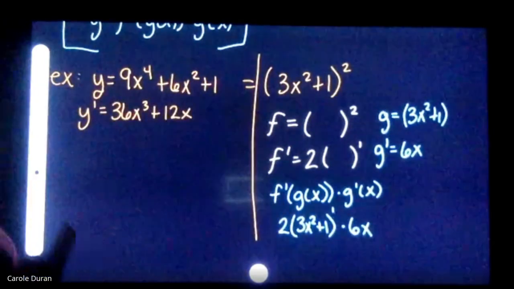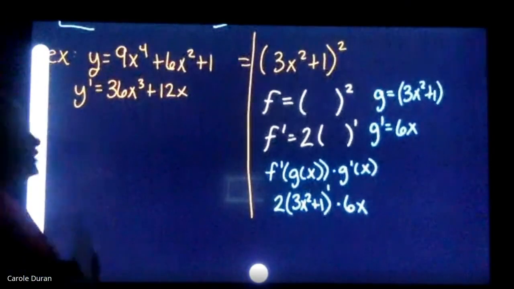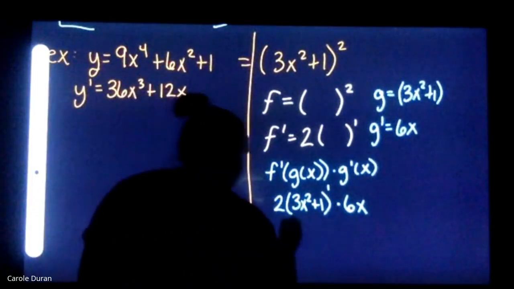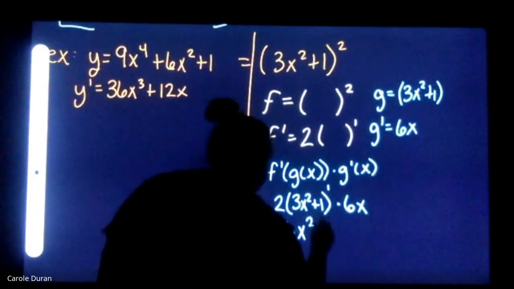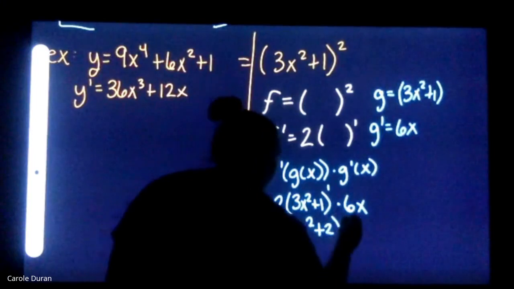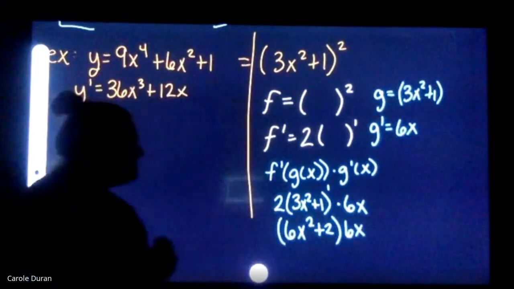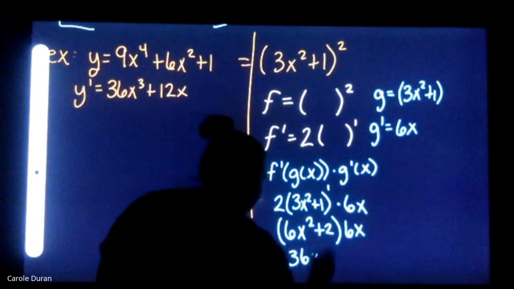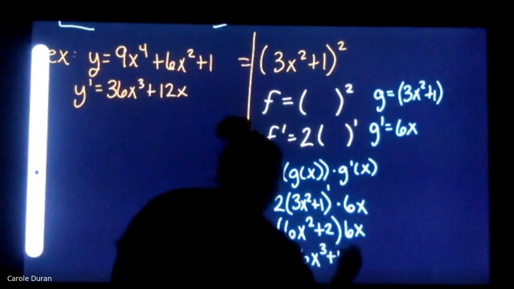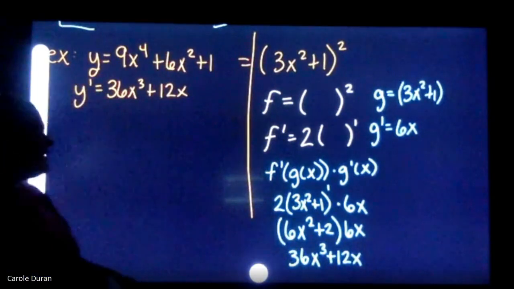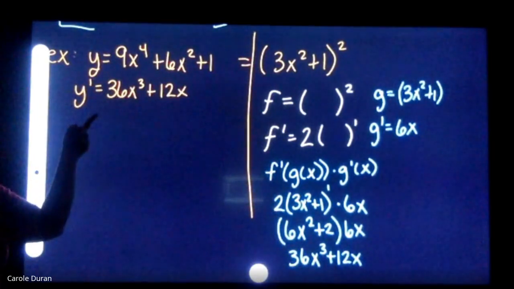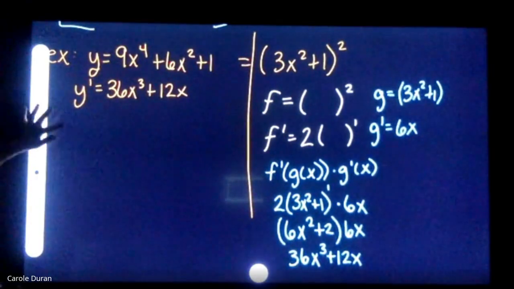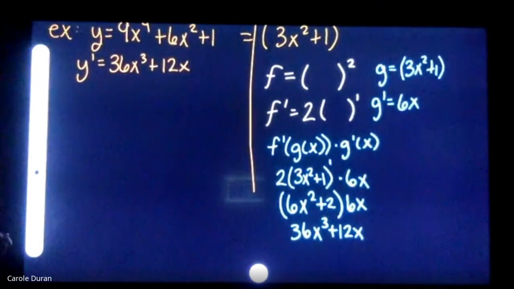From here, I just need to simplify. So I get 2 times 3 is 6x squared plus 2, all times the 6x at the end. Distribute that in. I get 36x cubed plus 12x, which matches the derivative I got from power rule. Make sure you guys can see that.